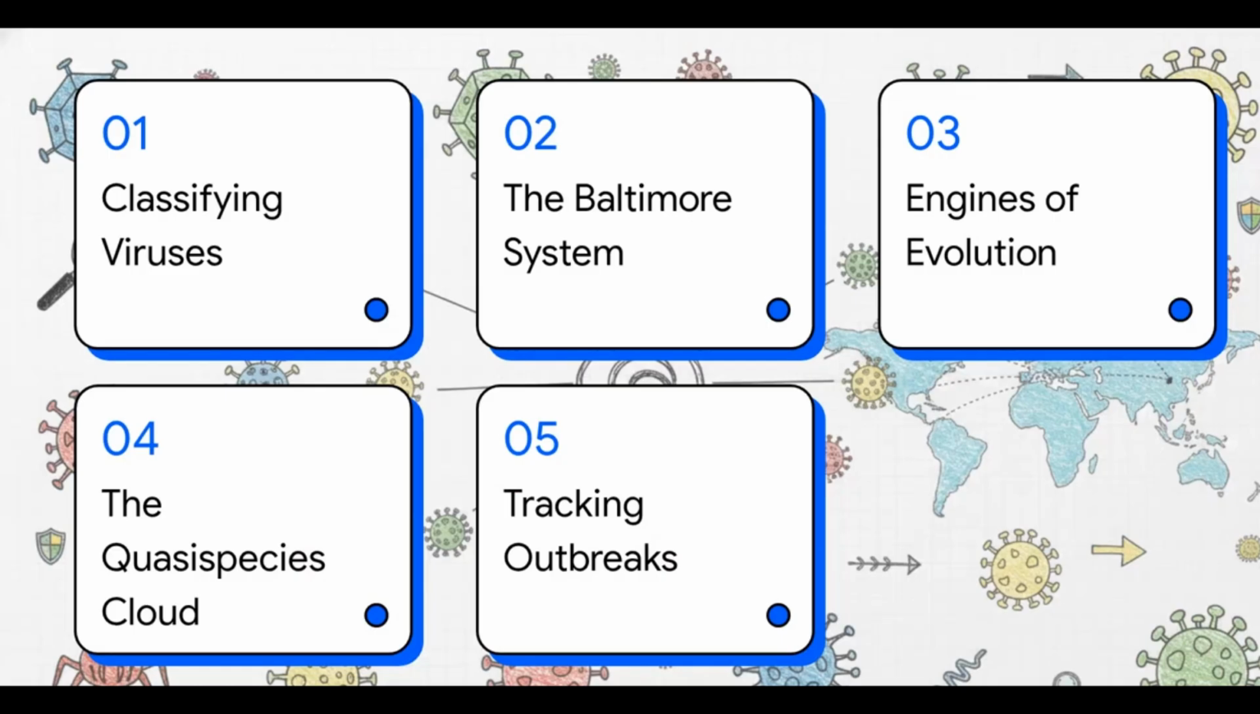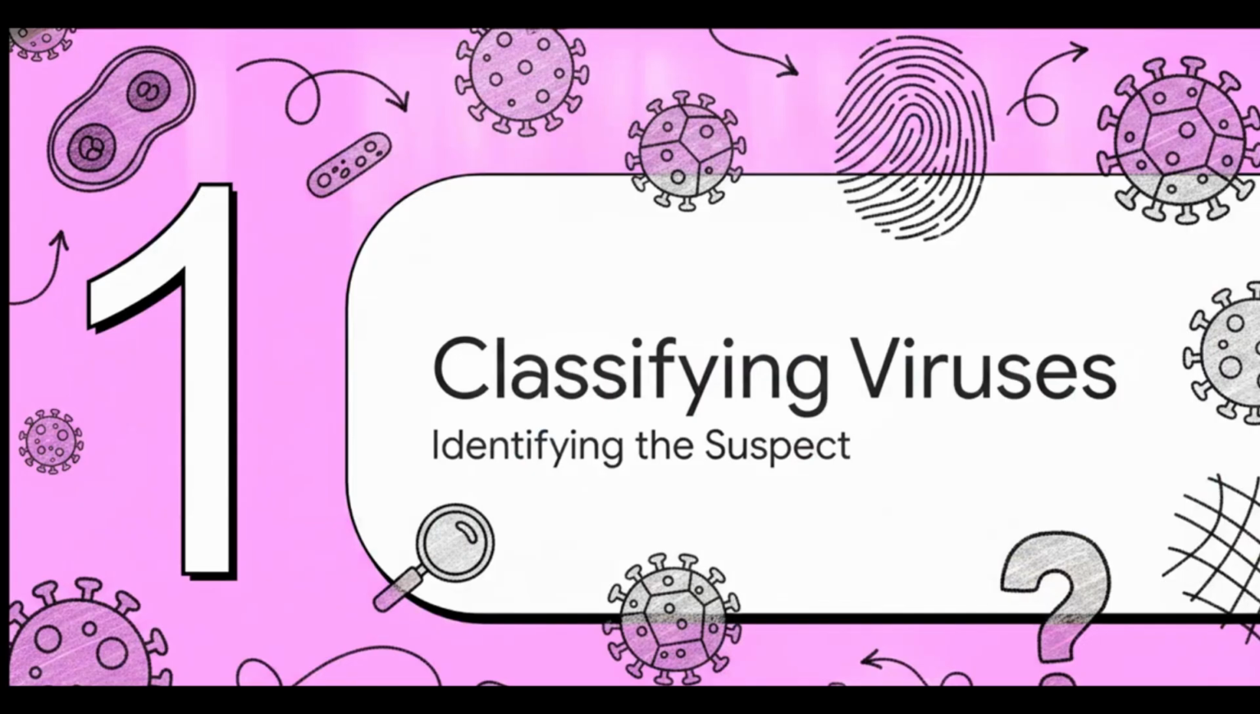Here is our roadmap for today. We'll be hitting 5 key areas: classifying the viral world, the Baltimore system, engines of viral evolution, the quasi-species cloud, and finally, tracking viral outbreaks. Let's get right into it. Section 1. Classifying the viral world.